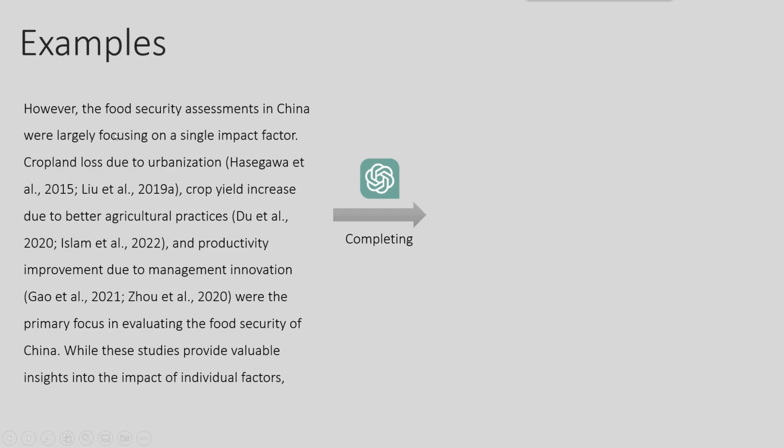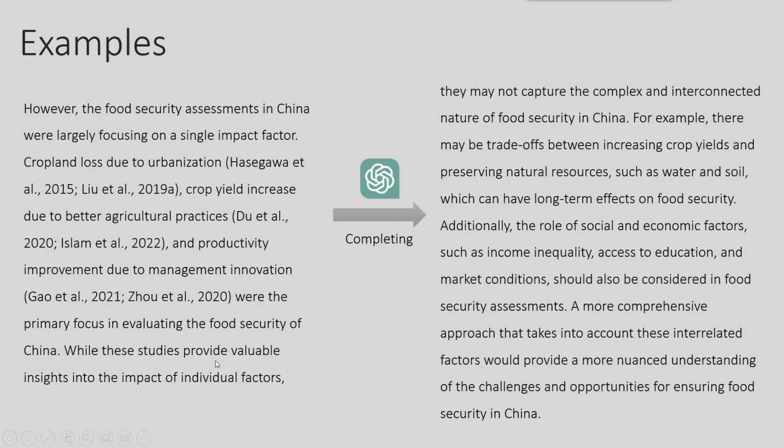The story is, I want to emphasize the previous studies did a good job, but they only focus on single variables. And ChatGPT says they may not capture the complex and interconnected nature of food security in China. Exactly what I mean. They are focused on single parameters like climate, like management, but they forget the complex interconnection. Well, it's even giving examples. For example, there may be trade-offs between. Well, that's not what I wanted. I just want a conclusion.